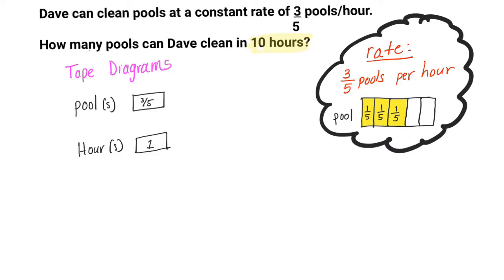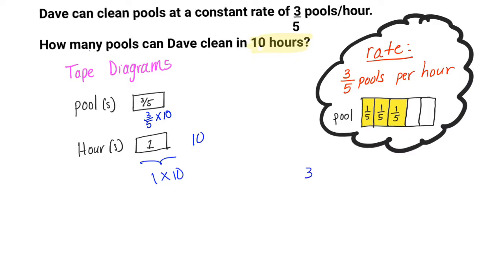The information they gave us was 10 hours. Remember last time? We always ask ourselves, how do you get to 10? 1 times what gives us 10? And here you say 1 times 10 gives us 10. So on the top, equivalent ratios, what will you do? You will do the same thing. You will do 3/5 times 10, and that will give you the answer.